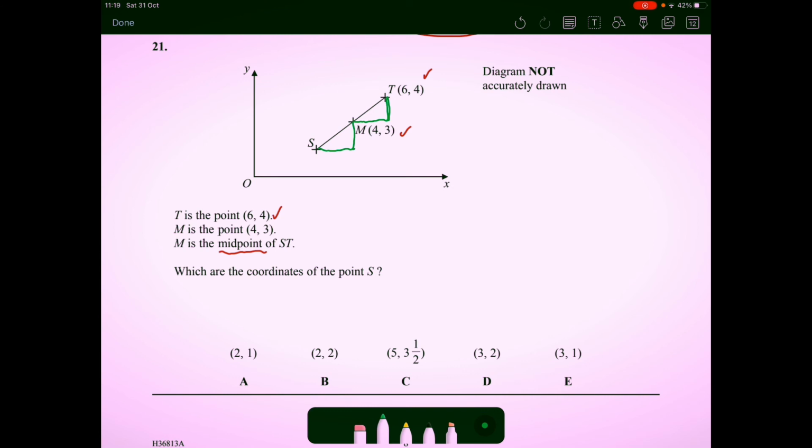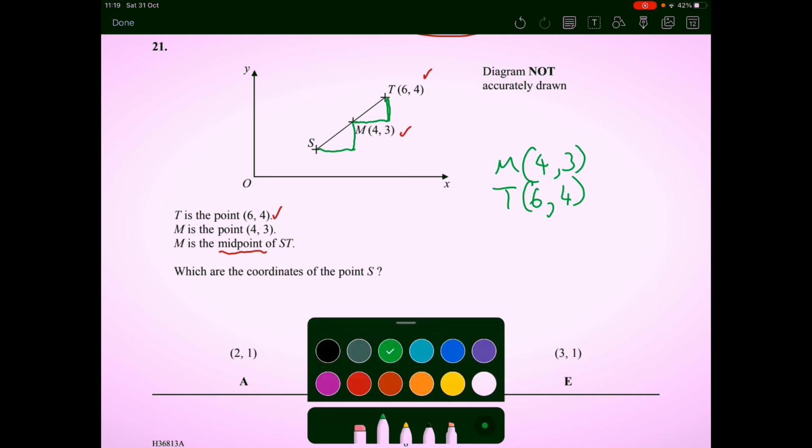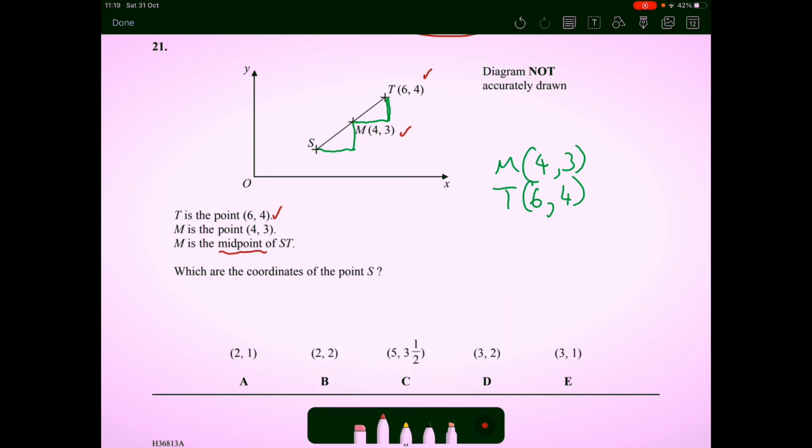So to go from M to T, if we just write these above one another, we can see that for the x value we're having to add 2. The difference between these two values is 2. The difference in the y values is 1. Okay? What we would then need to do is take this difference off from M, and that will allow us to find what S is.